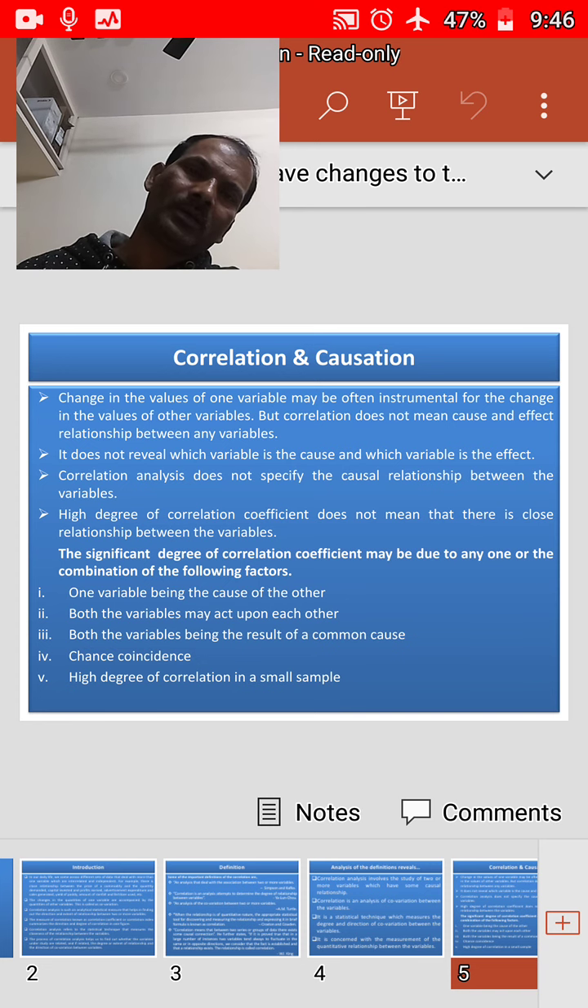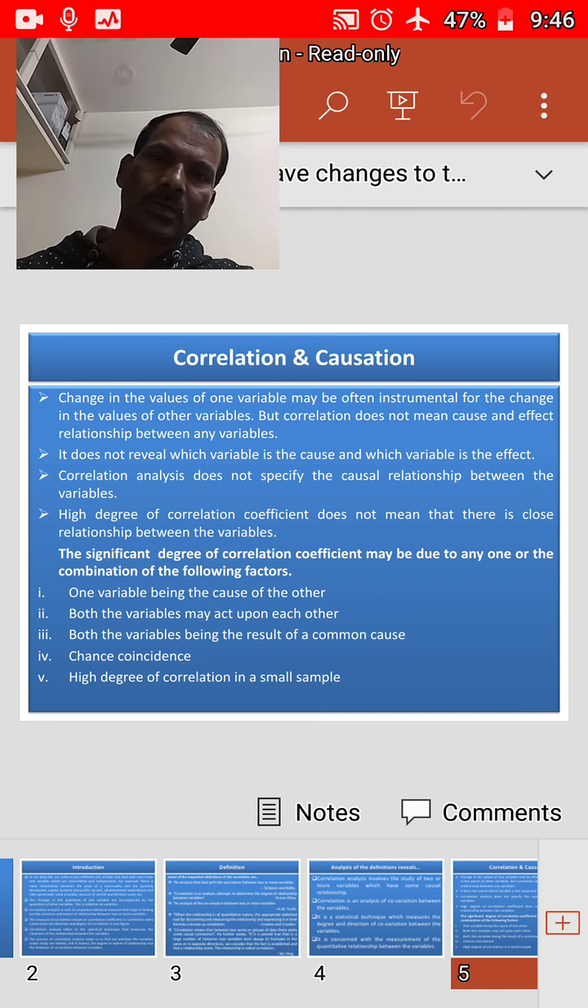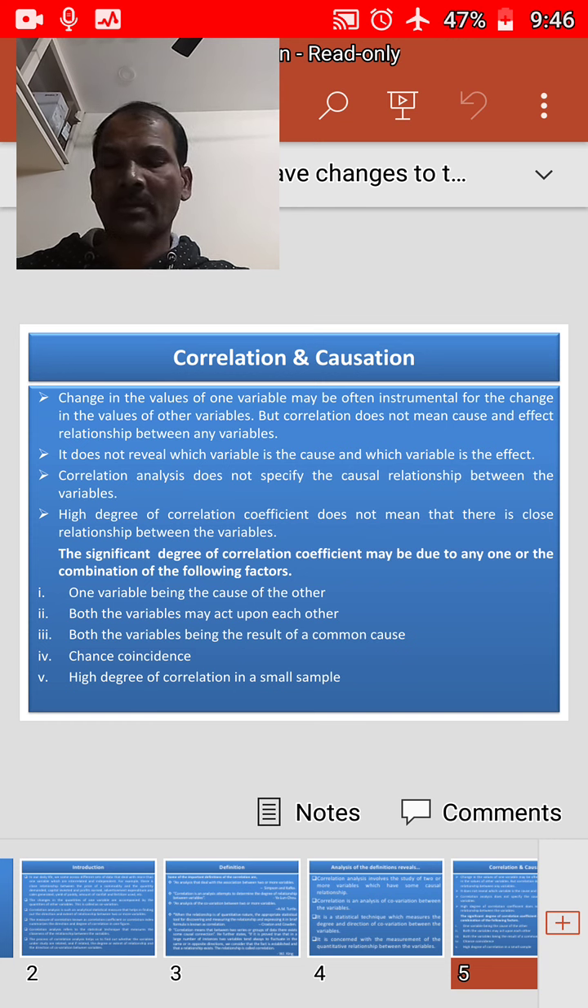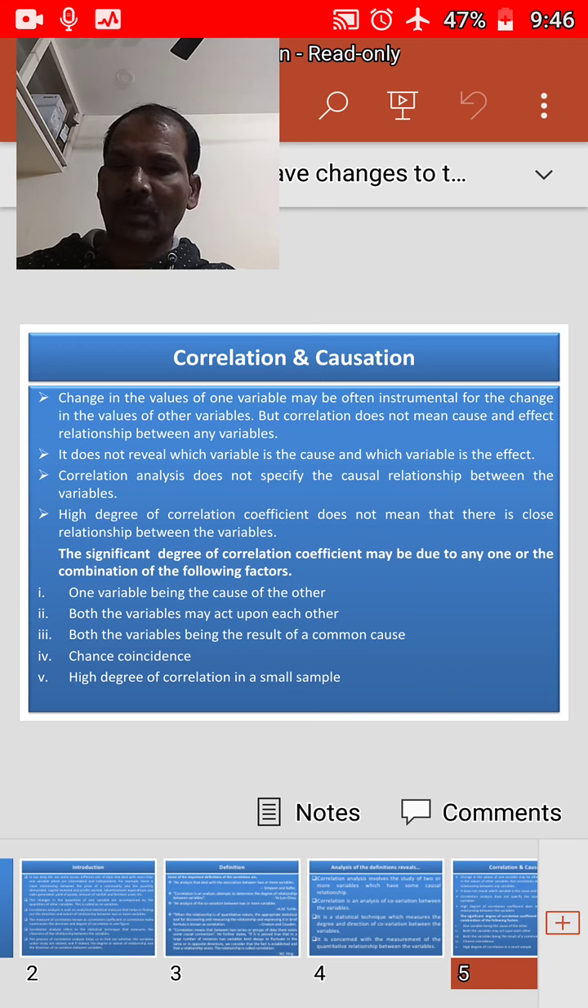For example, if you consider agricultural produce and only rainfall, is the rainfall enough to get adequate production? No, there are many other factors which also influence the agricultural production. Not only fertilizer; you need rainfall, and irrigation facilities that were provided. The quality of seeds also affects the quantity of production. So it's a result of a common cause.